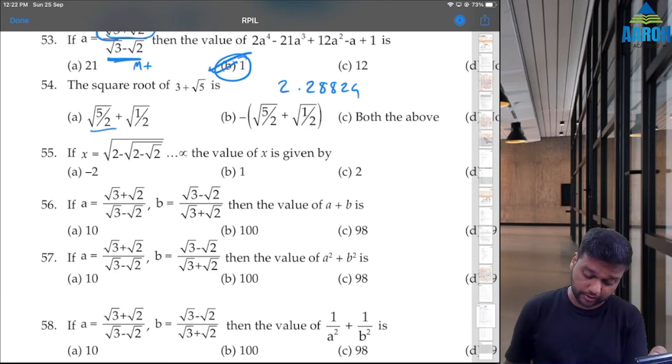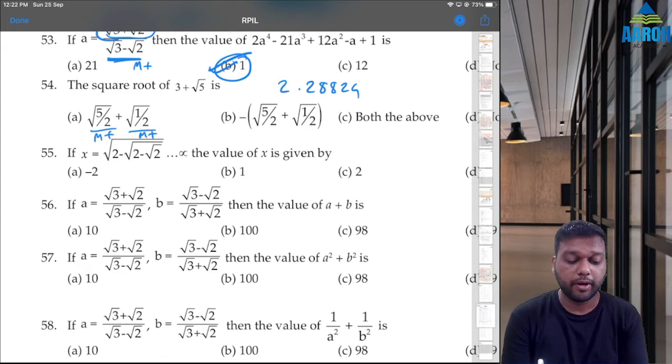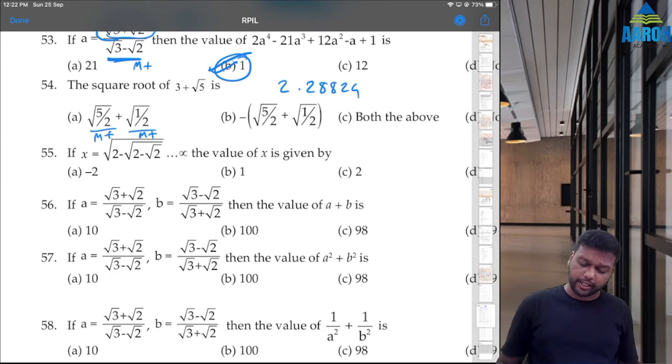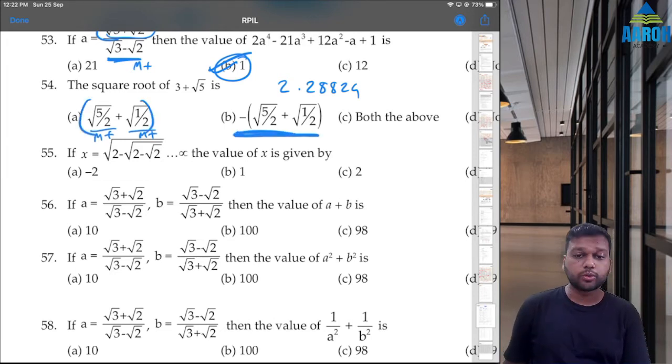Now this will have to be done using M plus. So 5 by 2 equal to square root M plus. 1 by 2 equal to square root M plus. If you press MRC, you get 0.28824, right? So that is the answer, but it is actually this or this also, because the square root of a negative number is also a positive number, right? So both the above are correct answers, option C.